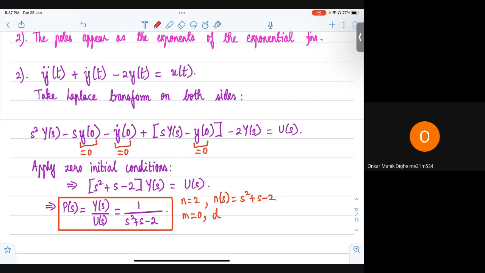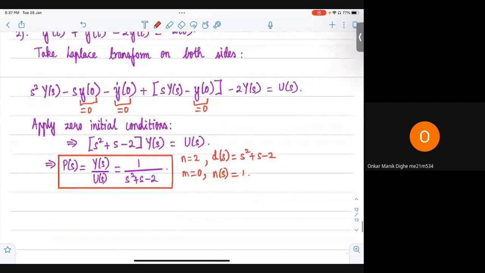Sorry, this is the denominator polynomial, right? So the denominator polynomial is d of s. The numerator polynomial n of s is 1. So consequently, there are no zeros for this particular transfer function.